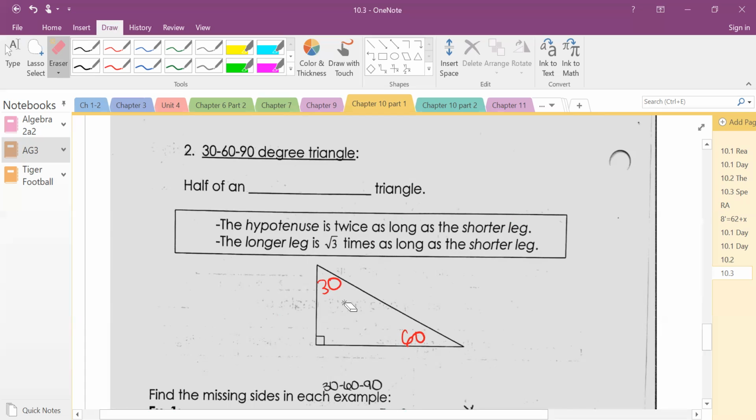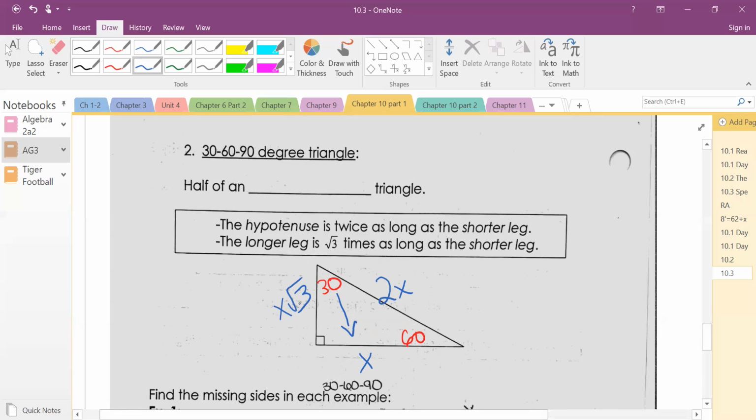So the shortest leg, let's call it X. Shortest leg is X. That's the one we're going to start with, and everything is going to be based off that. So the hypotenuse is twice as long as the shorter leg. This is the hypotenuse, it's across from the right angle: 2 times X. The longer leg, which is the last one across from the 60, is root 3 times as long as the shorter leg. So it's going to be X root 3.